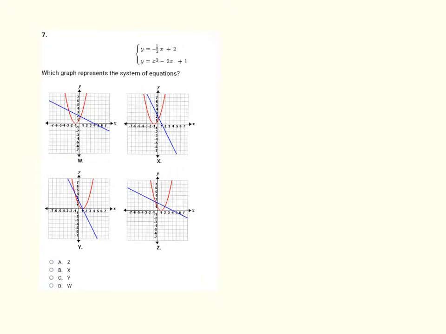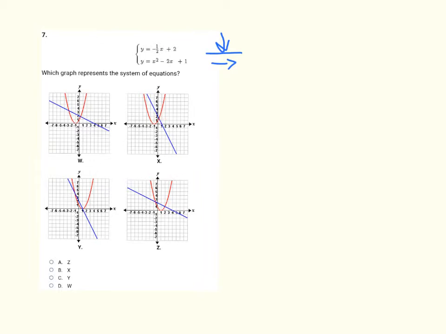Let's find the one that has a slope of -1/2. So that means I'm going to go down 1 and across to the right 2. So here it goes down 1, and then over 1, 2, and the graph is there. So W has the right slope.